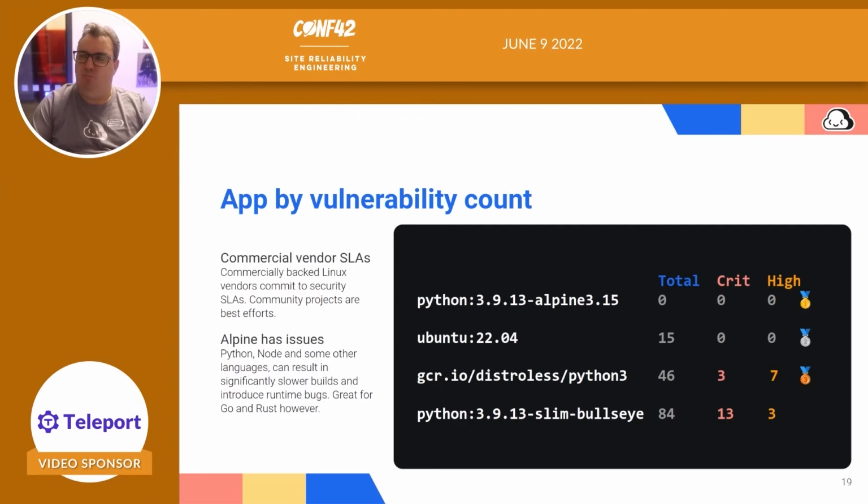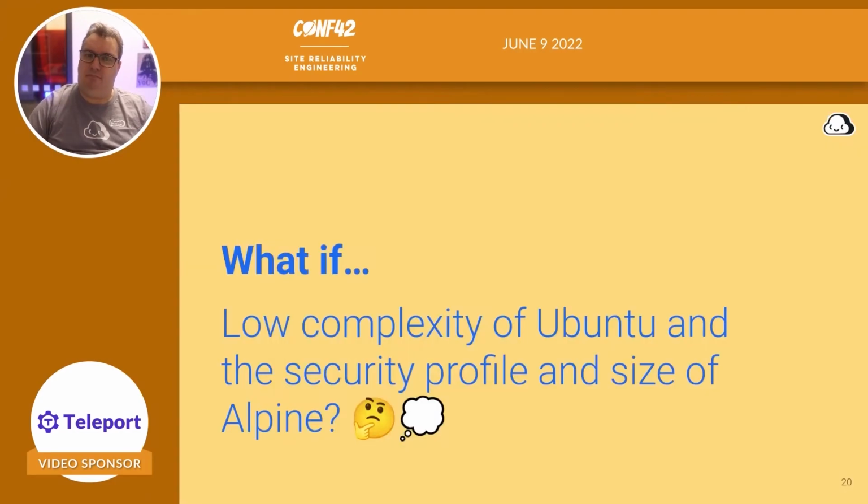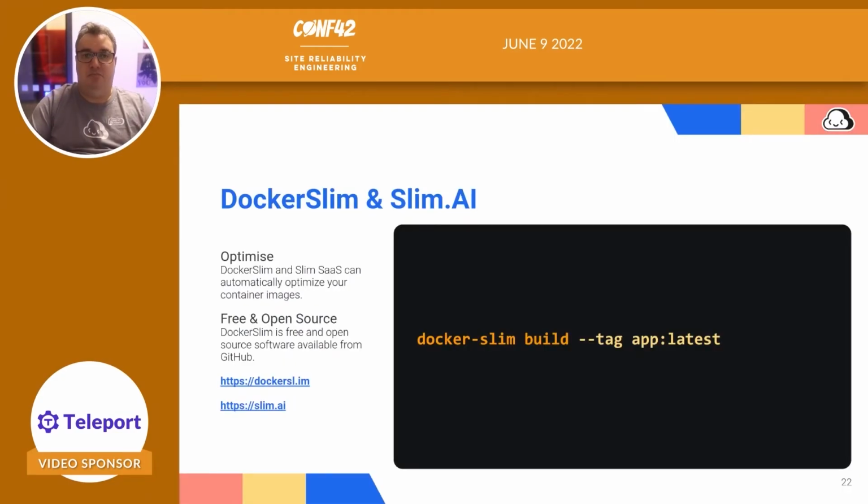So, what if? What if I could have the low complexity of maintaining Ubuntu-based containers and the security profile of Alpine? And what if I can make containers smaller than Alpine? Well, let's try that. The terms slim, minify and optimized are used interchangeably to describe the act of reducing the size of a container image.